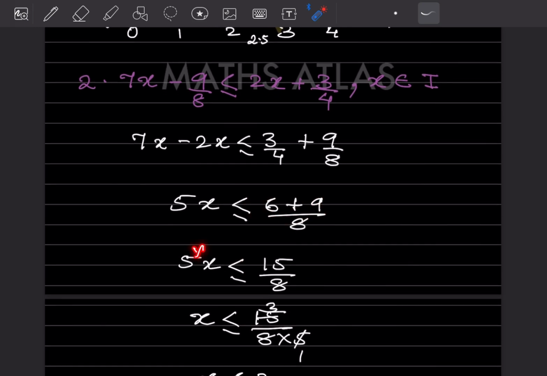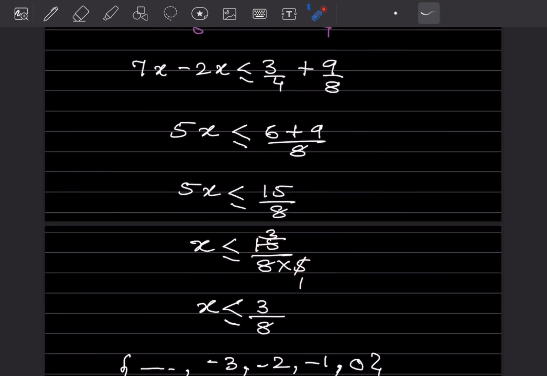So now this is actually multiplication, so it will go to the other side, so this will get divided. Let us simplify this one. So that will be x less than or equal to 3 by 8.